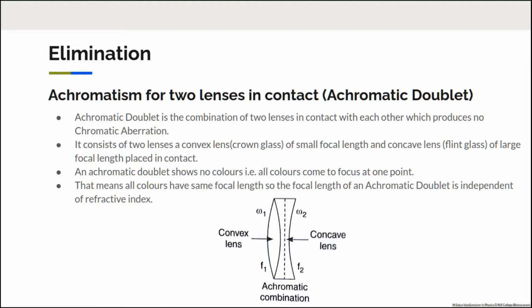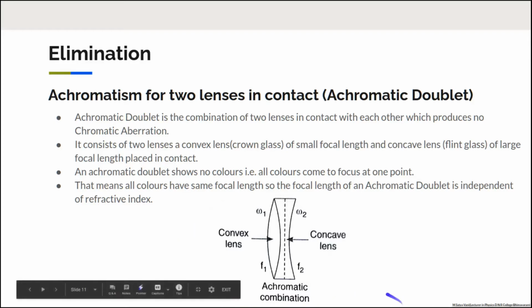First of all we discuss the first case, achromatism for two lenses in contact using an achromatic doublet. That means elimination or removal of chromatic aberration using an achromatic doublet. Achromatic doublet is a combination of two lenses in contact with each other which produces no chromatic aberration. That means we can eliminate chromatic aberration using an achromatic doublet.